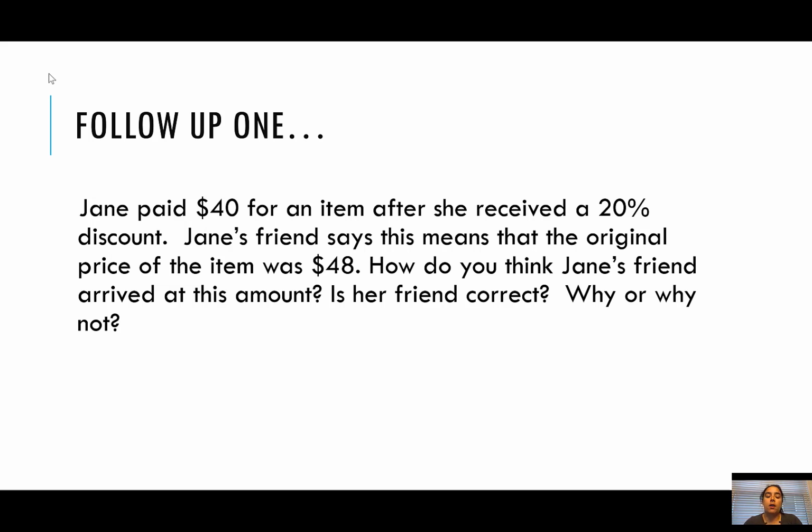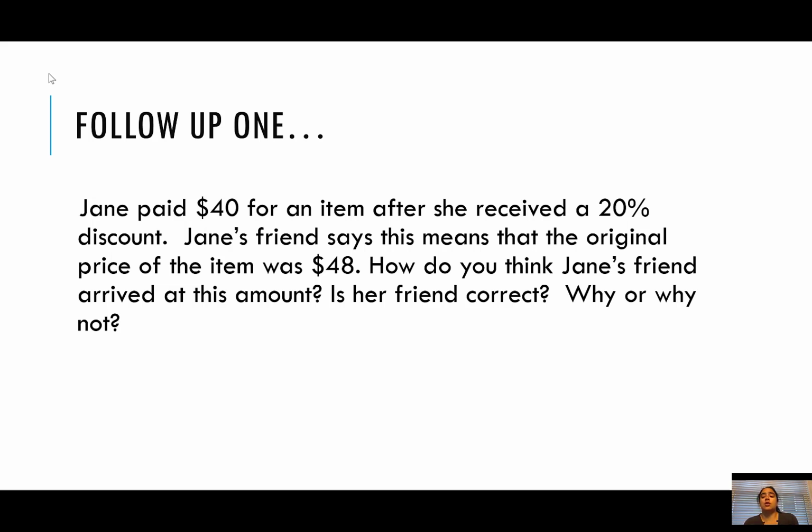We're going to start by going over the follow-up question from last time. It says Jane paid $40 for an item after she received a 20% discount. Jane's friend says this means that the original price of the item was $48. How do you think Jane's friend arrived at this amount? Is her friend correct? Why or why not?